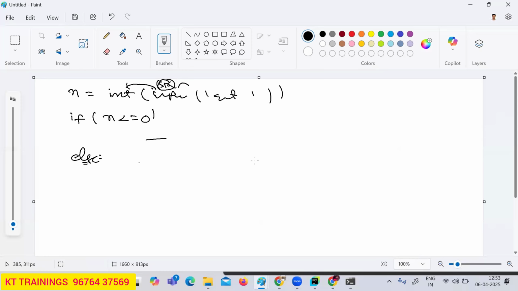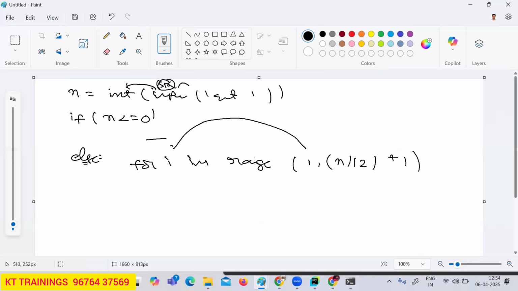How to find: for i in range from 1 to the last value, 1 comma n floor division 2 plus 1, n by 2 plus 1. Each and every value is kept in i and the loop repeats for each i, the total number of values in the range.